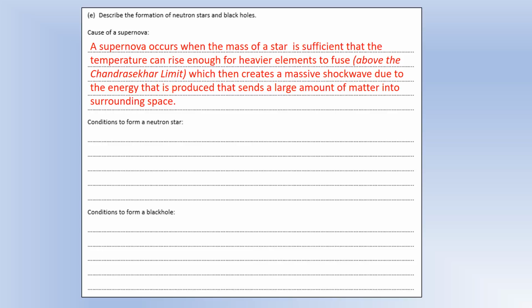And if you are in the situation that produces the energy from the fusion of heavier elements, it creates a massive shock wave, and it sends a large amount of matter into surrounding space. So both a neutron star and a black hole form from what is left behind after a supernova.